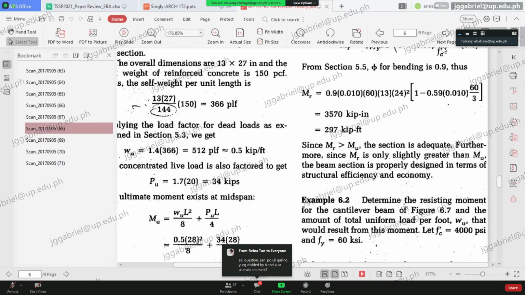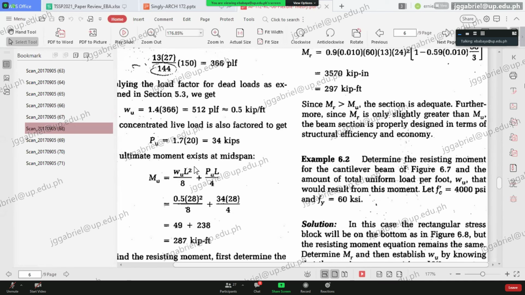Divided by 8 and 4. Okay, these are the maximum moment. Maximum moment due to a load. This one is the maximum moment due to the concentrated load at midspan. This one is the maximum moment due to the distributed load. Later, I will give you an assignment. You should memorize these formulas.